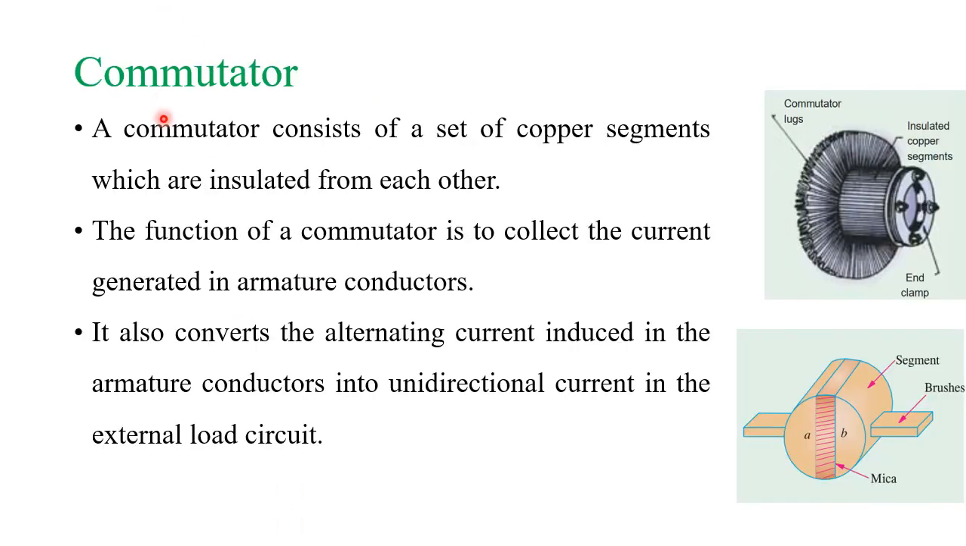Commutator. The commutator is also made up of copper segments insulated from each other, and its main function is to collect the current generated in the armature conductors, which is alternating in nature, and convert that alternating current induced in the armature conductor to unidirectional current. So this also acts as a rectifier. Since the AC is converted to DC, it can also perform this rectifying action.